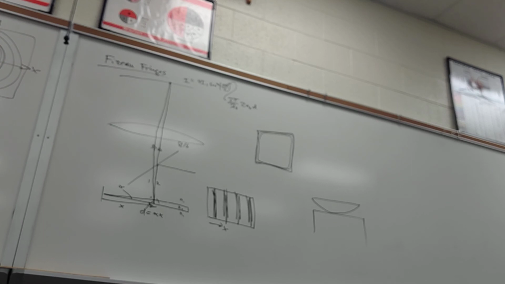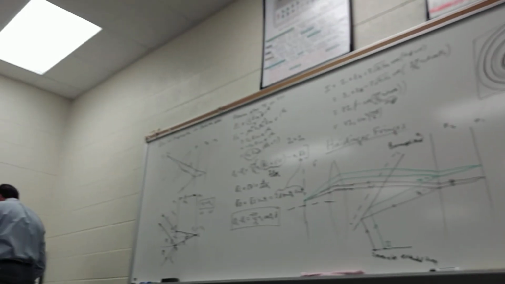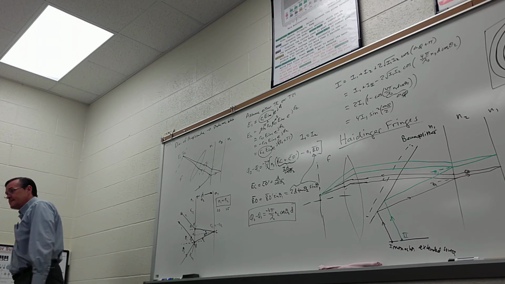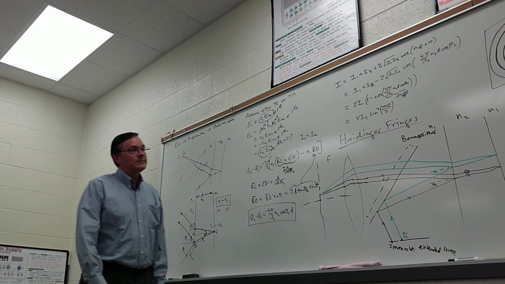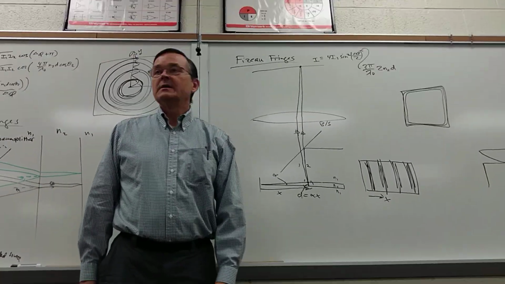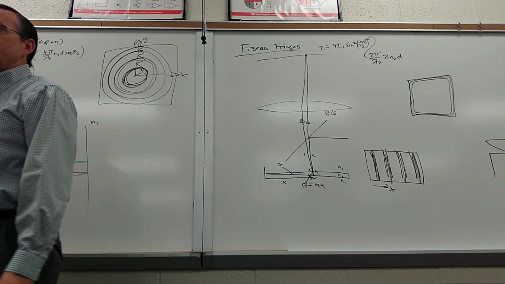As you move up the wedge, are those fringes uniform, or do they get brighter? As long as the wedge angle's small, they're pretty uniform. Yeah, just like when you see these, they're pretty uniform.